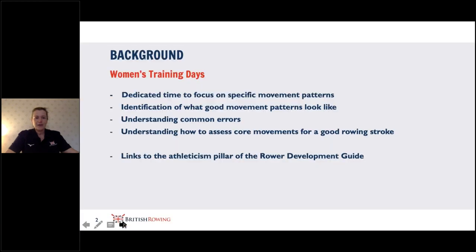So a little bit of background. The Women's Training Days have been happening across all the regions in England. They were dedicated to time focused specifically on a specific gender, a specific age group. But also it was an opportunity for coaches and athletes to have some dedicated time to really focus on specific movement patterns, look at what those movement patterns look like, understanding any common errors around them, and really understanding how to assess core movements as well for a good rowing stroke.